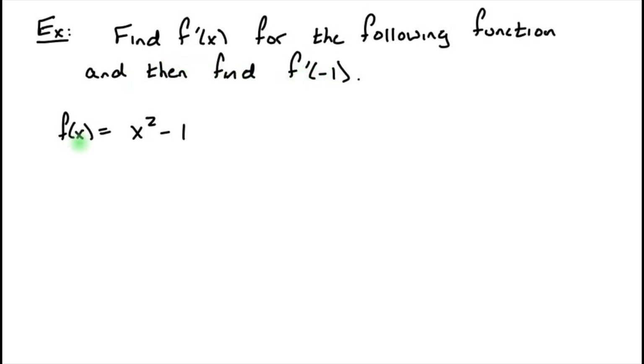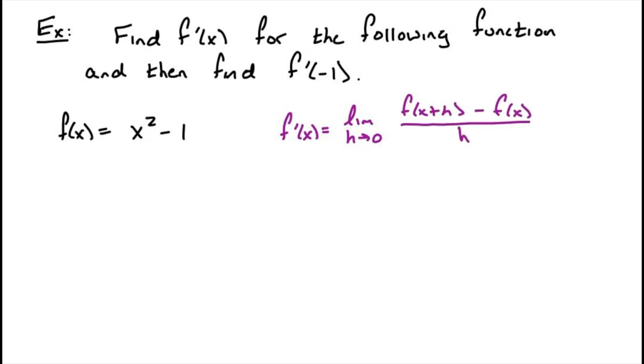The function in question will be x squared minus 1, and in order to find f prime, we just learned that f prime of x is defined to be the limit as h approaches 0 of f of x plus h minus f of x all over h. Now to compute this, we're going to have to take a few steps. First and foremost, we need to figure out what f of x plus h is.